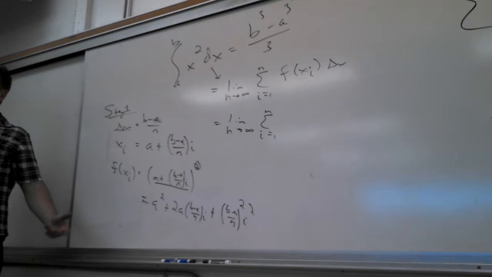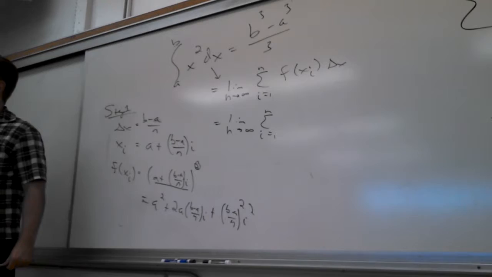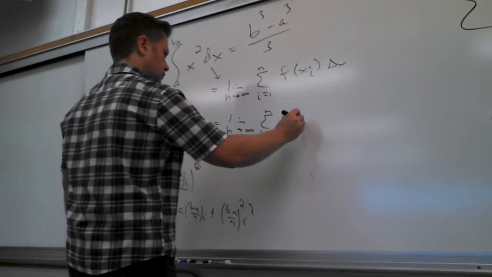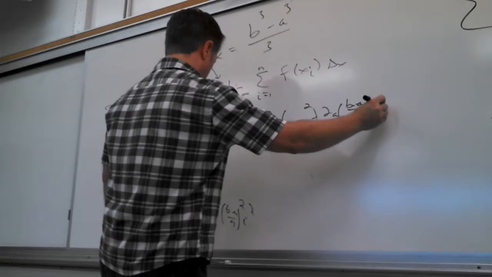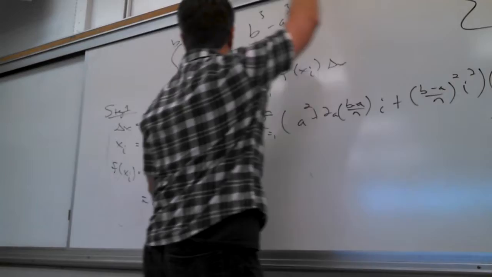It could be x plus 2 or this, because the process doesn't change. That's what math is all about. The process doesn't change. So I've got this times delta x, which was B minus A over n.